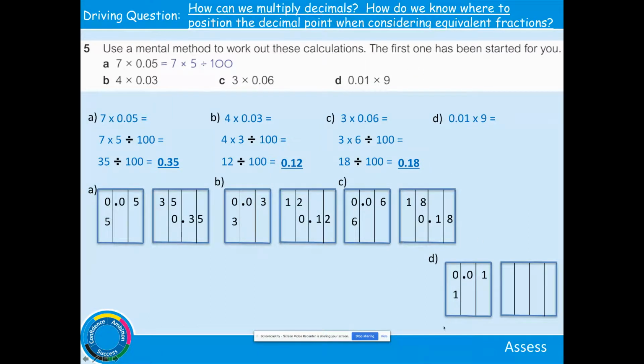Okay, I'm doing D down here. I've kind of run out of space. 0.01 times 9. So I need to multiply this by 100 to get a whole number, which means I need to divide by 100 to keep it as a correct sum. 1 times 9 is 9. Divide by 100. Let's check it out on the grid. Needs to move over 2 places. 1, 2. There's nothing else to move over, so I need to fill up the tenths and the ones with a 0. So my answer is 0.09.